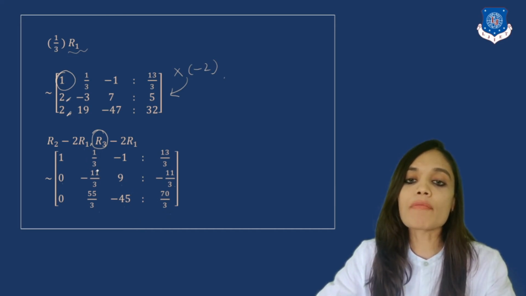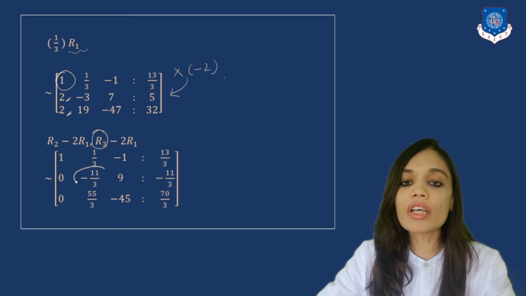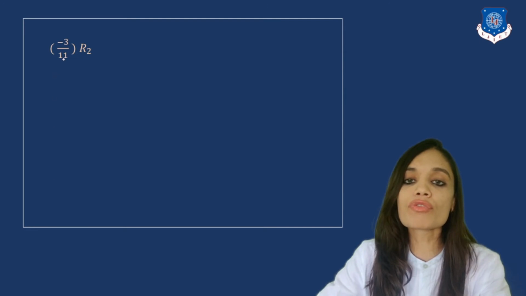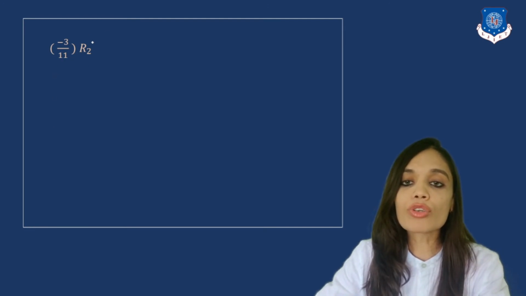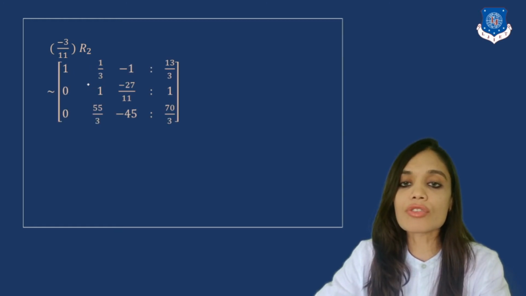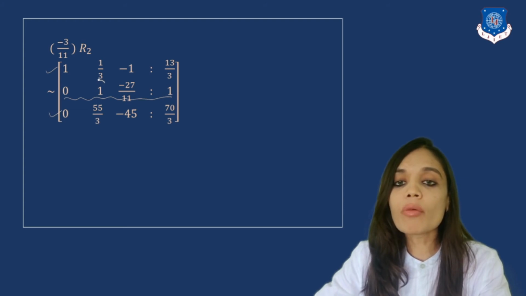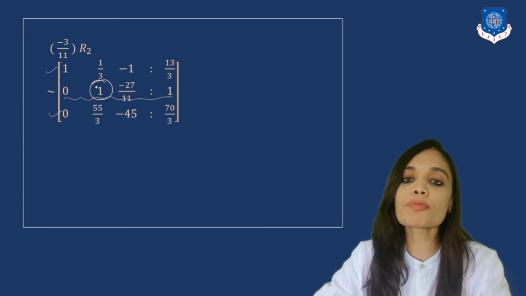Now our next step is to form a leading one at this position. So which row operation will we use? We will multiply R2 by minus 3 upon 11 and keep row 1 and row 3 as they are. So you will get the first and third rows as they are, just there will be a change in row 2, and what you will get is 0, 1, minus 27 upon 11 and 1. So you have formed a leading one at this position.